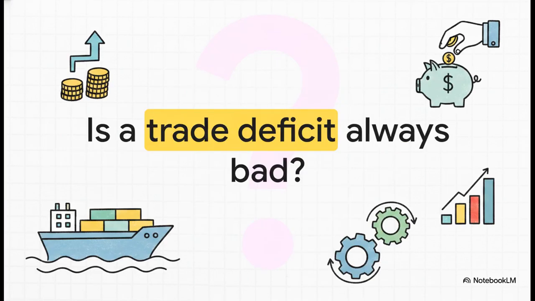Which brings us to a final kind of provocative thought. We learned earlier that a current account deficit has to be perfectly financed by a capital account surplus. That literally means a trade deficit forces foreign capital and investment into your country to balance the ledger. So if that influx of foreign capital is being used productively, to build massive new factories, fund innovative startups, and upgrade infrastructure, is running a trade deficit actually a bad thing? Think about that the next time you see panic-inducing headlines about trade deficits.